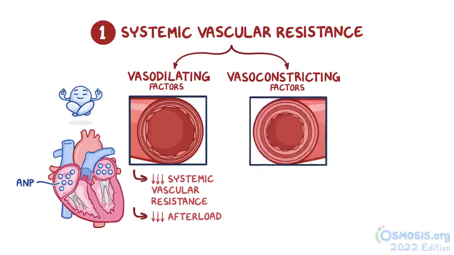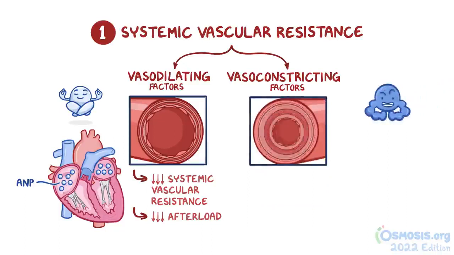On the other hand, vasoconstricting factors, such as sympathetic stimulation, constrict smooth muscle cells within the vessel walls, thereby narrowing the vessel lumen. Eventually, this leads to an increase in systemic vascular resistance and therefore increased afterload.